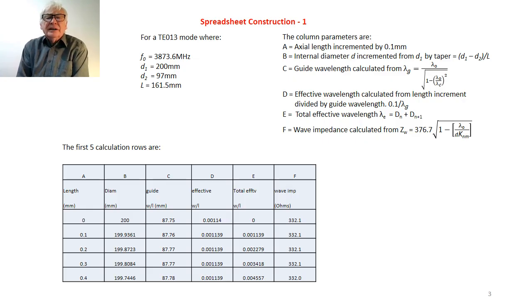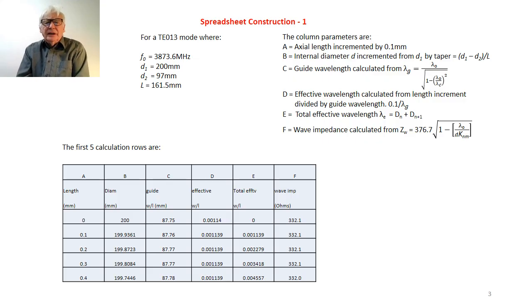So we're calculating the diameter at the particular axial length of the cavity. Now from this we can calculate the guide wavelength, lambda g, from the equation that we've already been introduced to before. And column D is the effective wavelength, which is calculated from the length increment divided by the guide wavelength at that particular axial length. So that's 0.1 divided by lambda g.